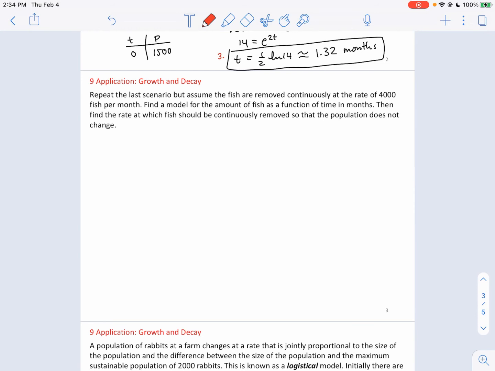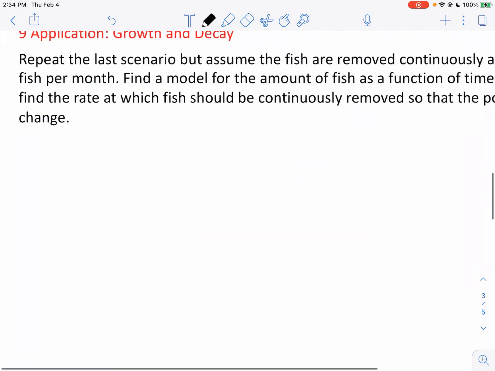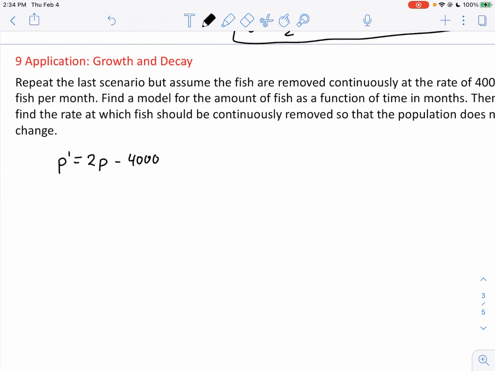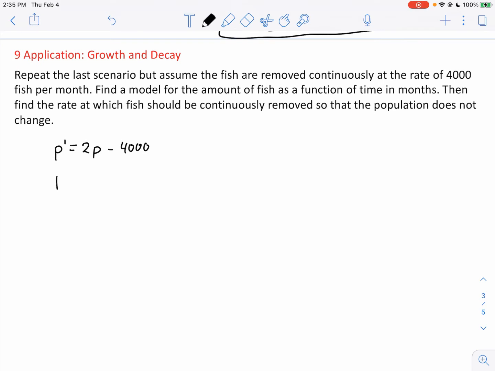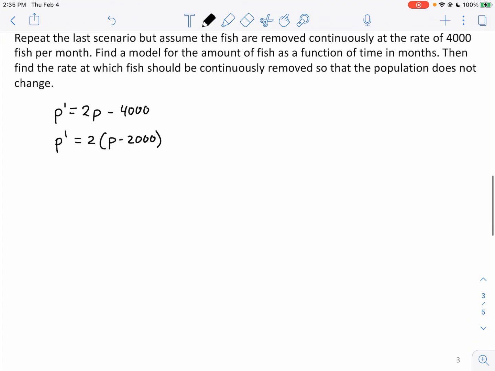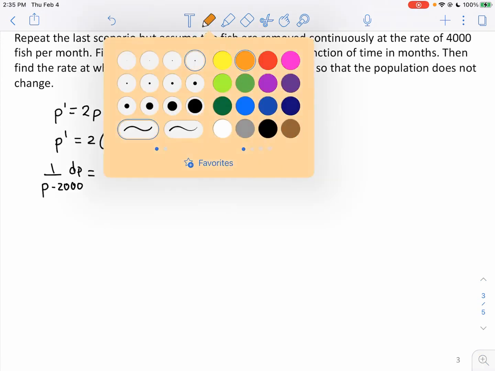Okay, so we're going to do the first part here. Get that part over with. So once again, we have a differential equation that is p prime is equal to 2 times the population, but now we're removing 4,000 fish per month. So let's factor the 2 out to begin. Separate the variables, so 1 over p minus 2,000 dp is equal to 2 dt. Now we're going to integrate both sides.